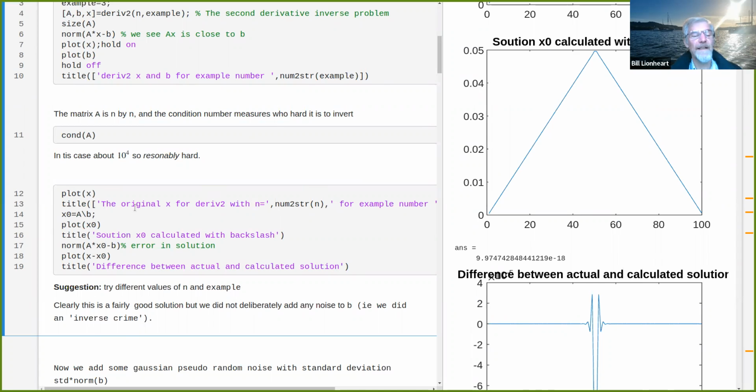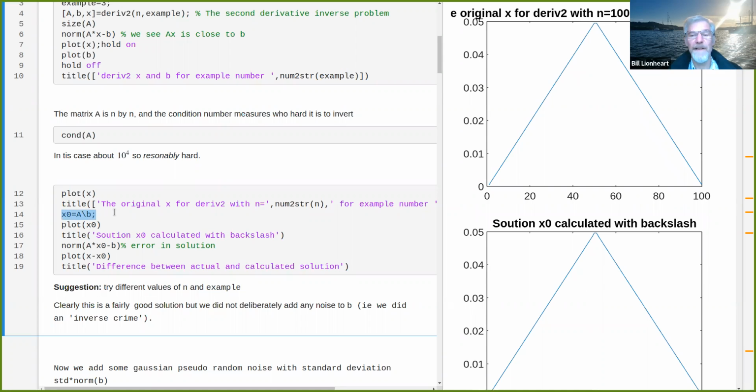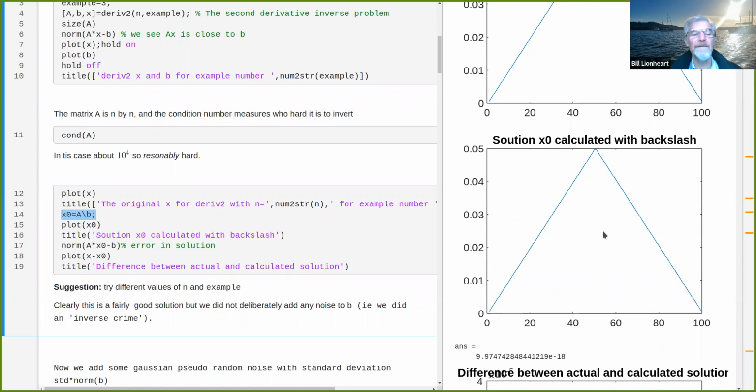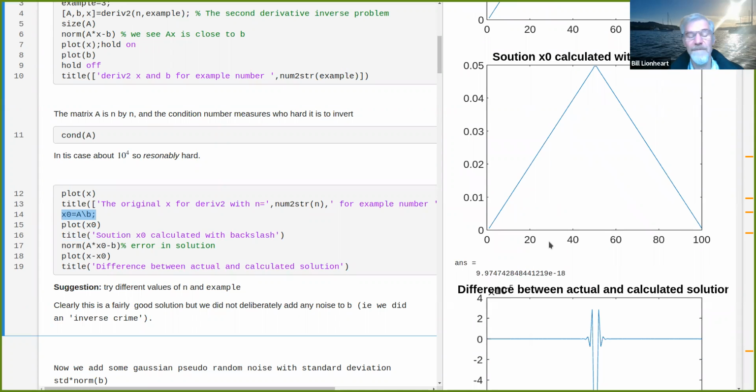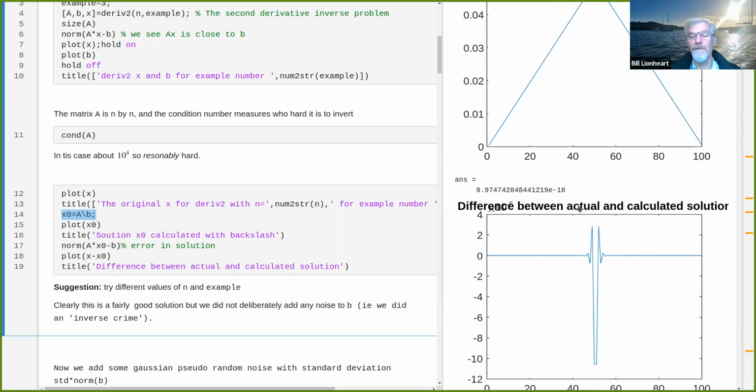Okay, so let's just try solving it using backslash and see what happens, which is maybe the first thing to try. So here, let's call it x0 is what we get by doing A backslash b with nothing fancy. And it turns out, because the condition number is only 10 to the 4, it gets a pretty good solution, right? So the norm of the error in the solution is 10 to the minus 18, so to floating point precision, essentially.